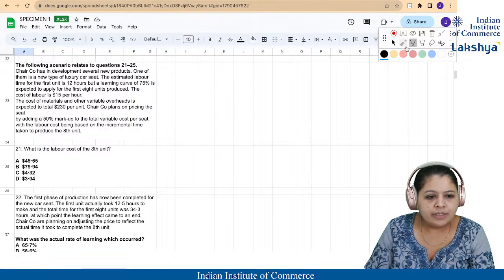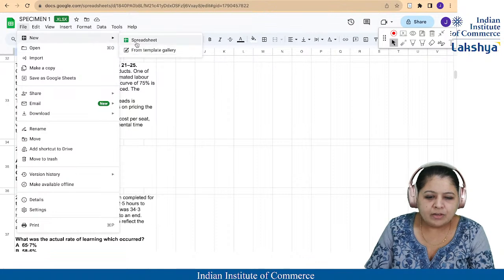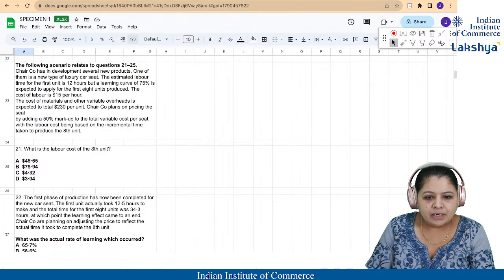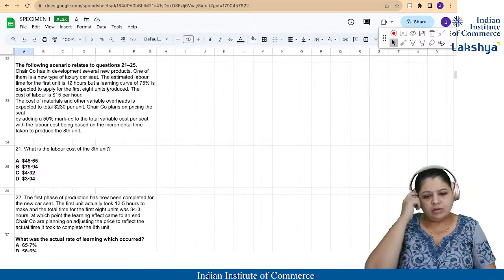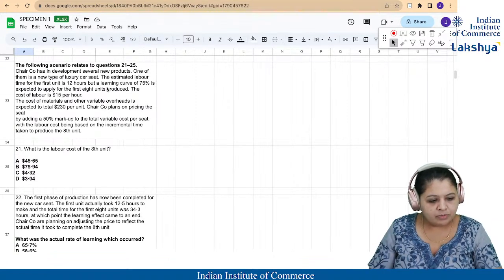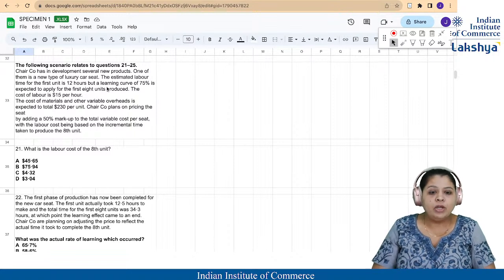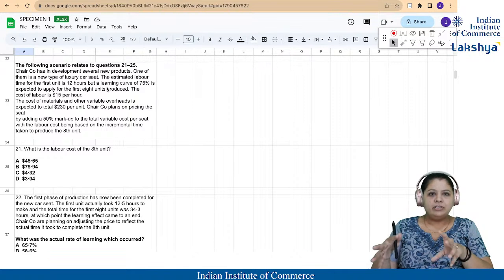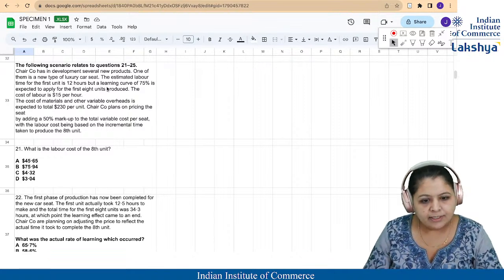So let me just quickly open an Excel sheet, because Excel or a spreadsheet or whatever you call it. This kind of question is where students get a little problem in terms of finding out the exponential value and actually how to use the same formula on the Excel sheet. That is a little trick here, right?